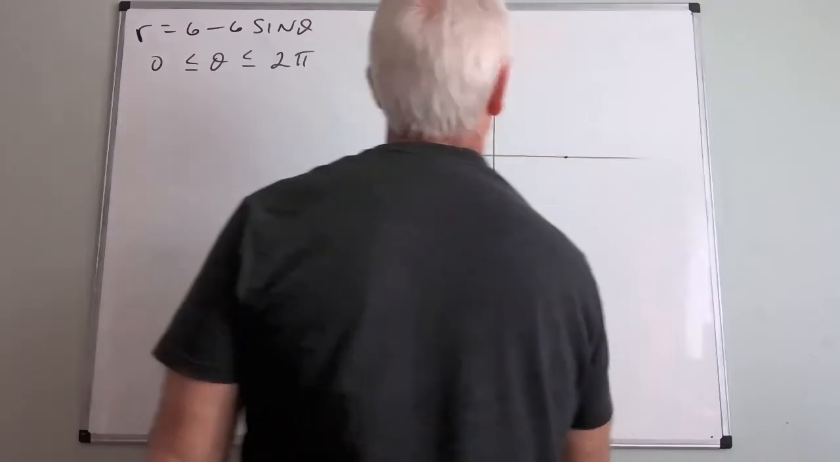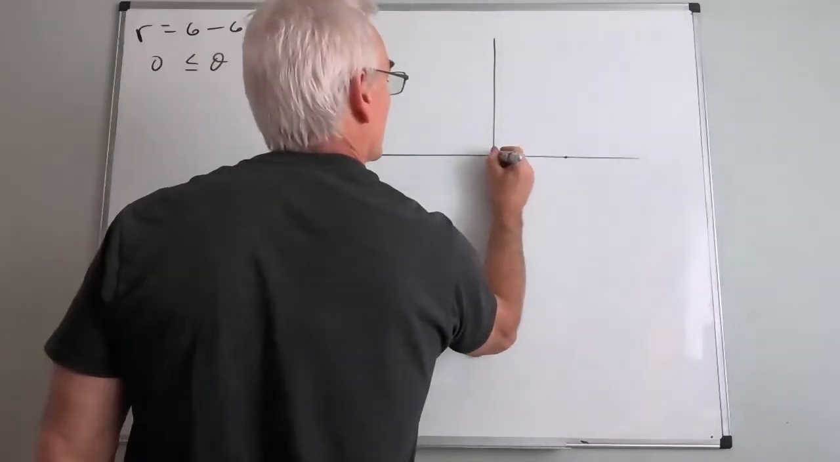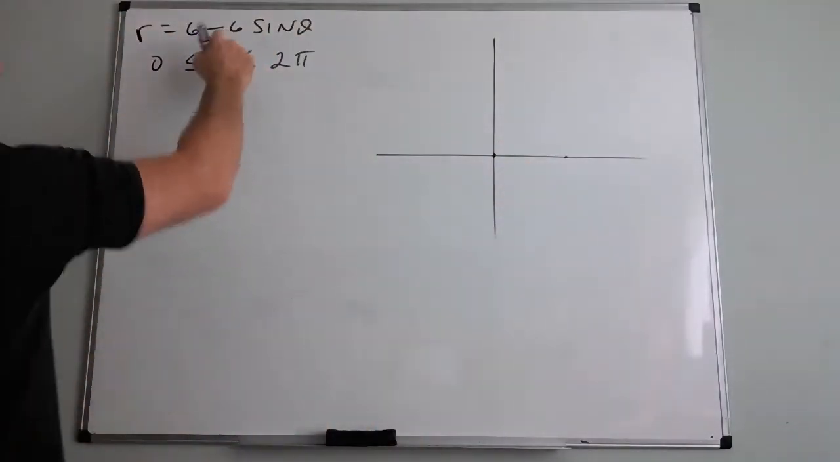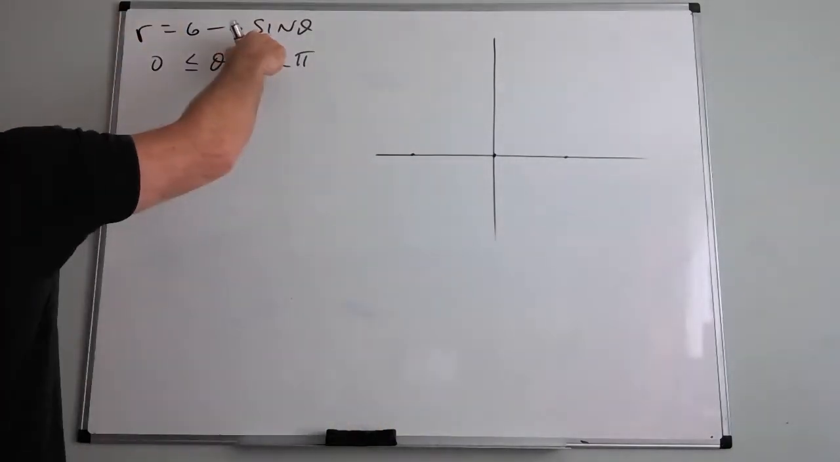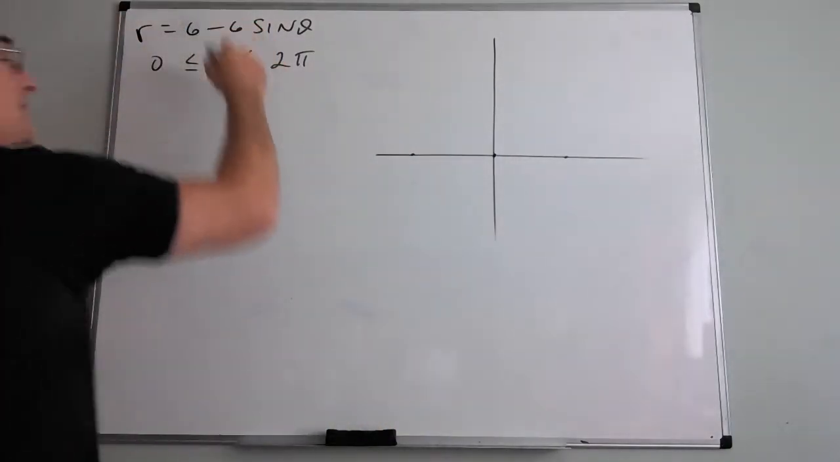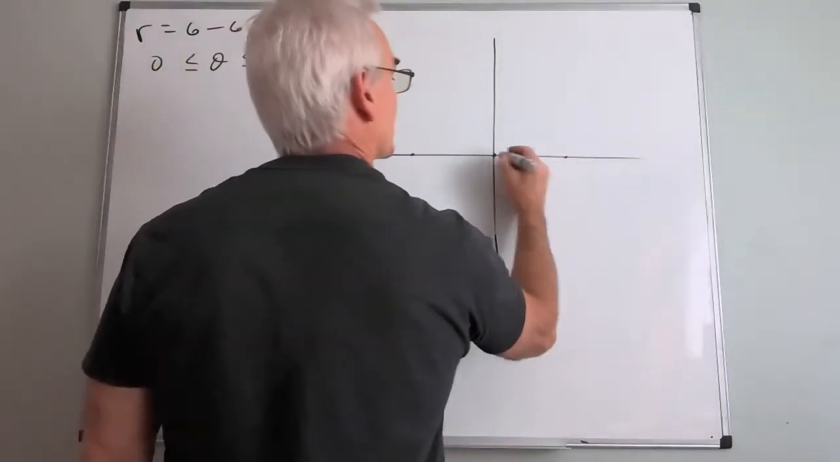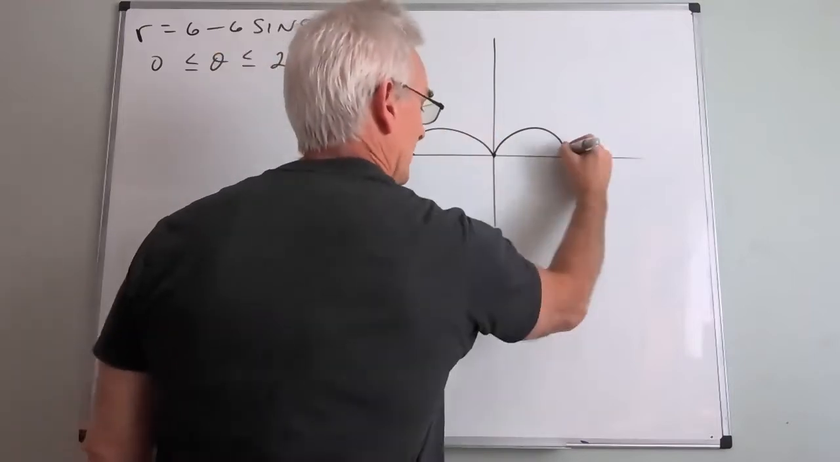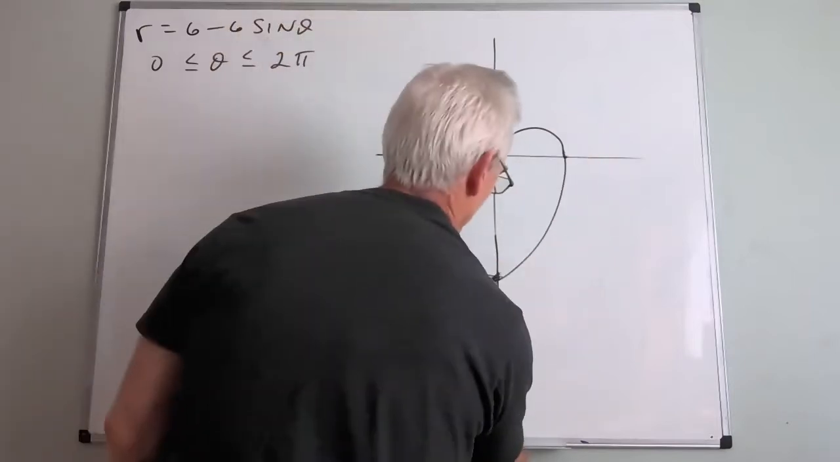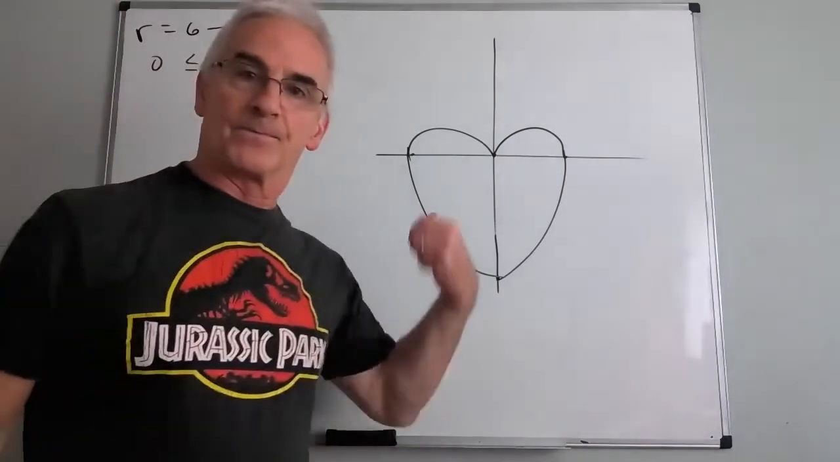I got to make sure I have room on this. When theta is at pi over 2, I'm at 0. When theta is pi, I'm again 6 units out. And when theta is 3 pi over 2, that'd be 6 plus 6. So I'd be down here. That means this thing looks like this. This is kind of smooth. Okay, it's not perfect, but you got the idea. This is what it looks like.